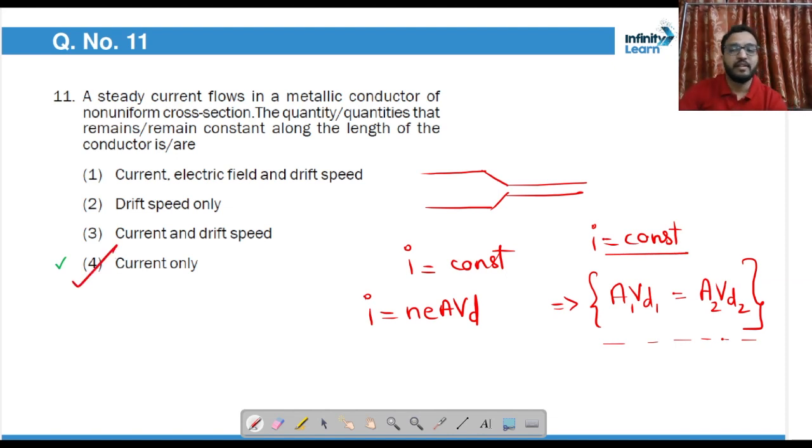Otherwise everything will change. If area changes, drift speed changes. So current, electric field and drift speed, wrong. Drift speed only, wrong. Current and drift speed, wrong. Only current remains same throughout.